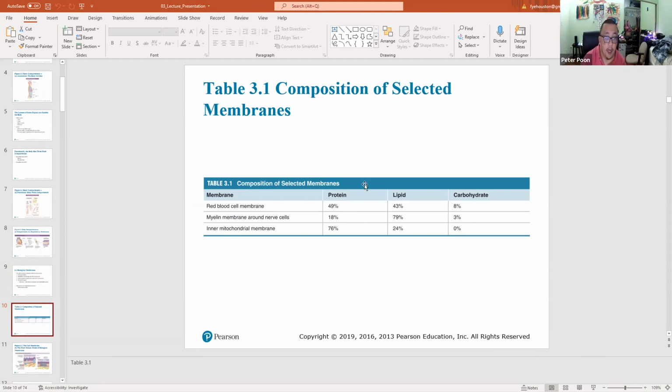Here they compare three. Red blood cells have about 50-50, really. The myelin, because myelin needs to insulate neurons. If you guys remember from anatomy what myelin does, it needs to insulate neurons, so it has to be mostly fat. On the other hand, the internal mitochondrial membrane has a lot of molecular function. Like there's a lot of stuff going on at the surface of the membrane. Therefore, the surface of the membrane has to have mostly protein, because protein is where all the chemical reactions are happening.